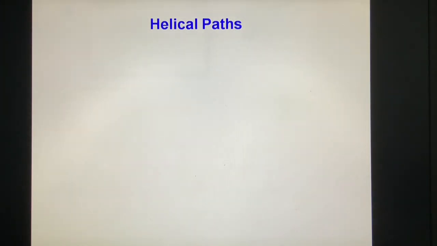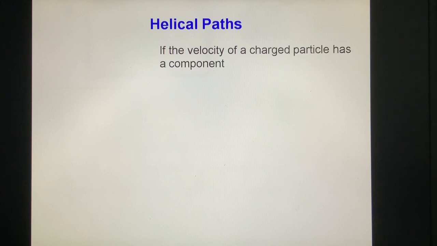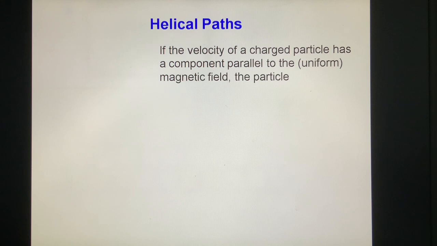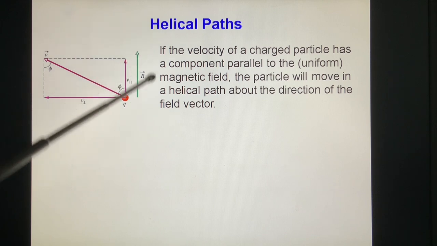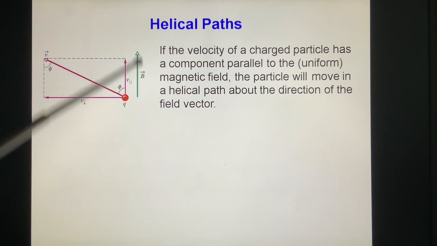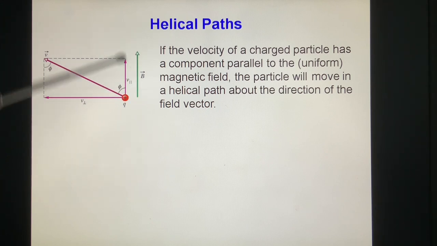Helical paths. If the velocity of a charged particle has a component parallel to the uniform magnetic field, the particle will move in a helical path about the direction of the field vector. Now, we just mentioned that V is perpendicular to B, so it will be circular motion. Now V is in this direction, so we can say V is composed of two parts: V perpendicular and V parallel.